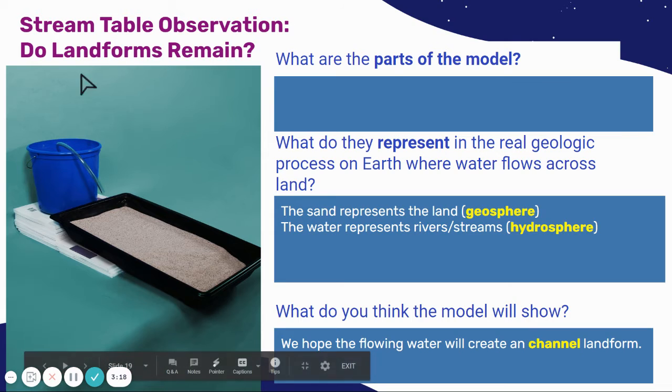So here is our stream table today. This is parts of our model. When we're looking at parts of the model, we've got a bucket, a hose, some books to stack up our tray on, and our tray is filled with sand. Inside the bucket is water that's going to come through the hose and spill on the sand. Now the sand represents land, or the geosphere. And the water will represent the rivers and streams, which is part of the hydrosphere. What we think the model will show is that this little miniature model will have flowing water and it'll create a channel landform in the sand.